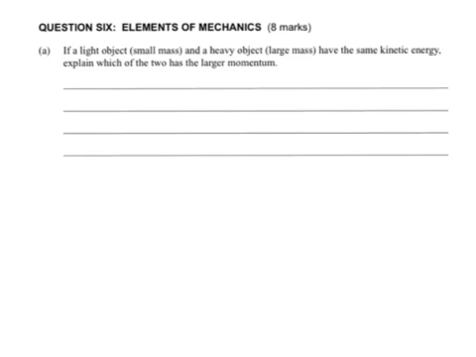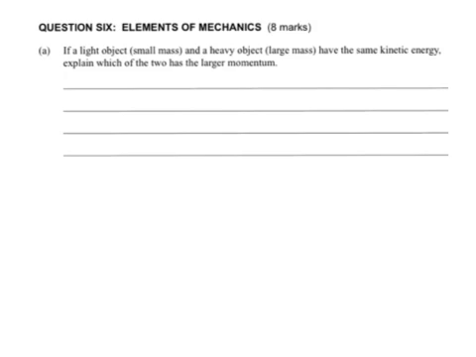So question 6 here is titled Elements of Mechanics. This question has a number of mechanical considerations. First, in A, we have a light object with a small mass and a heavy object with a larger mass, and they have the same kinetic energy. Explain which of the two has the larger momentum.